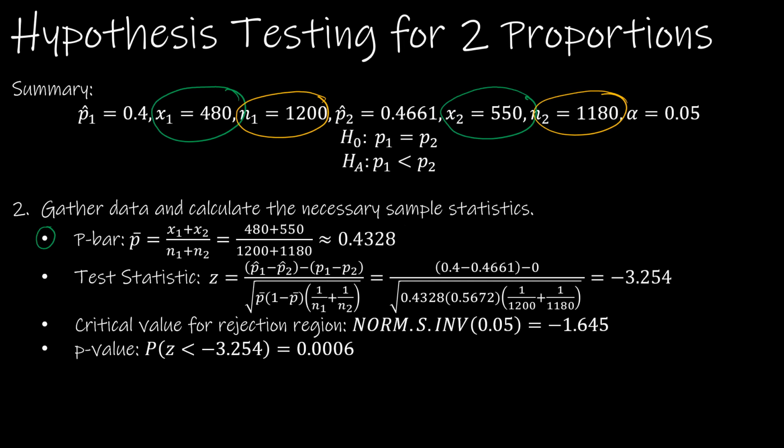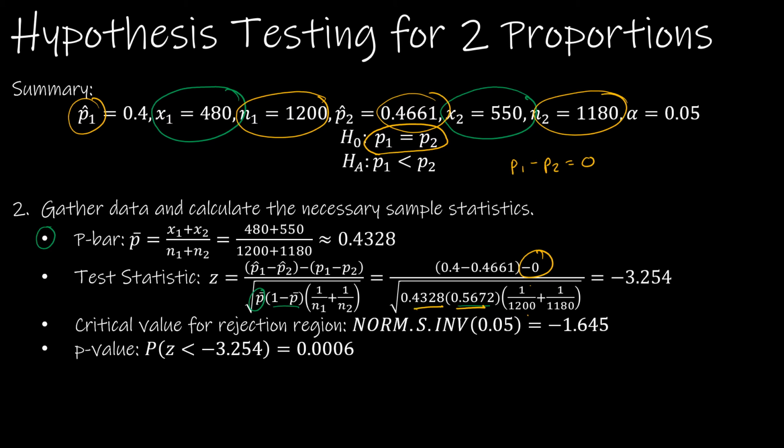And why do we need that? Because we're going to plug it in right here, and then we're going to take 1 minus that value. Those are two values in our denominator. So our numerator, again, is p hat 1, so 0.4 minus 0.4661. And then the hypothesized difference is 0. Again, because we think P1 and P2 are going to be equal, therefore P1 minus P2 would be equal to 0. That's our hypothesized difference. Again, we're using P bar, 1 minus P bar, and then 1 over N1 plus 1 over N2.